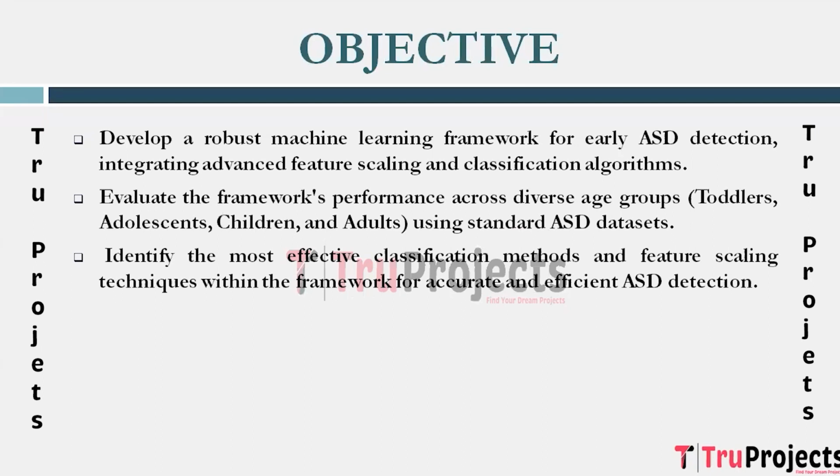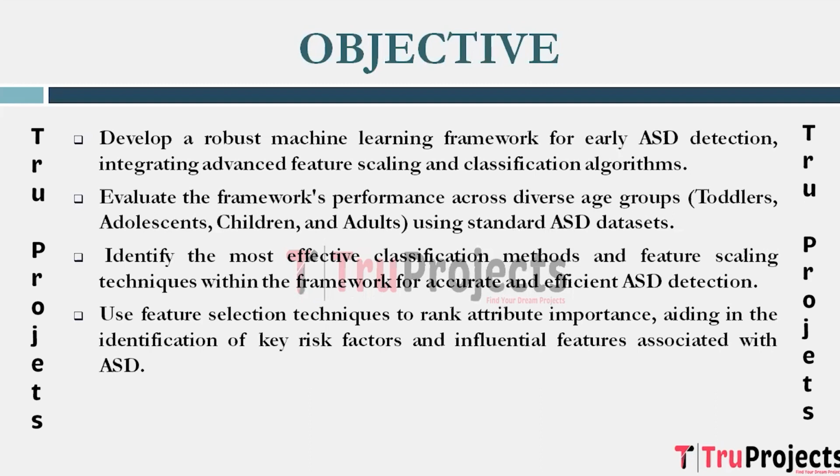The other aim is to systematically evaluate and compare the performance of different classification algorithms and feature scaling strategies within the machine learning framework to identify the most accurate and efficient technique for early ASD detection. Utilizing feature selection techniques to rank the importance of attributes within ASD datasets, aiming to identify key risk factors and influencing features associated with ASD. This step contributes valuable insights to assist physicians in accurately diagnosing and understanding the disorder.